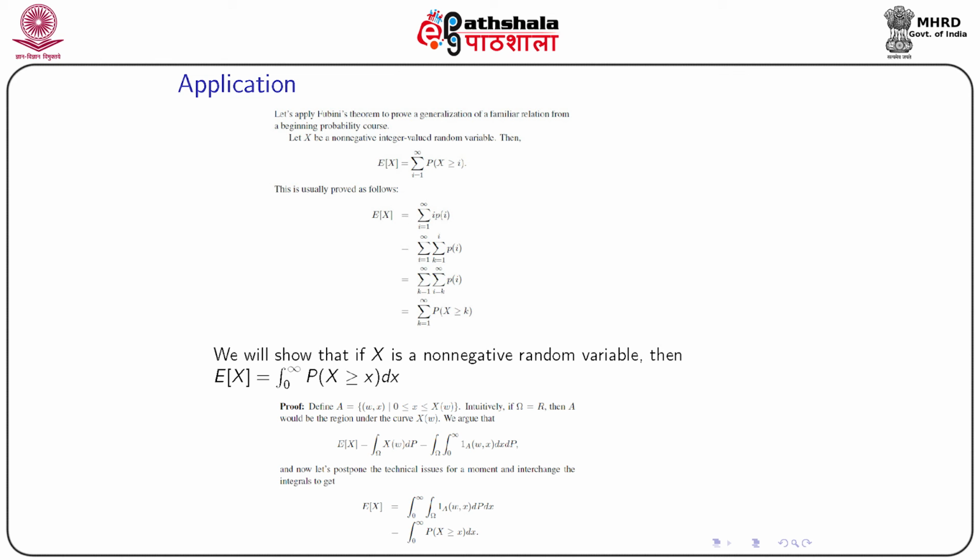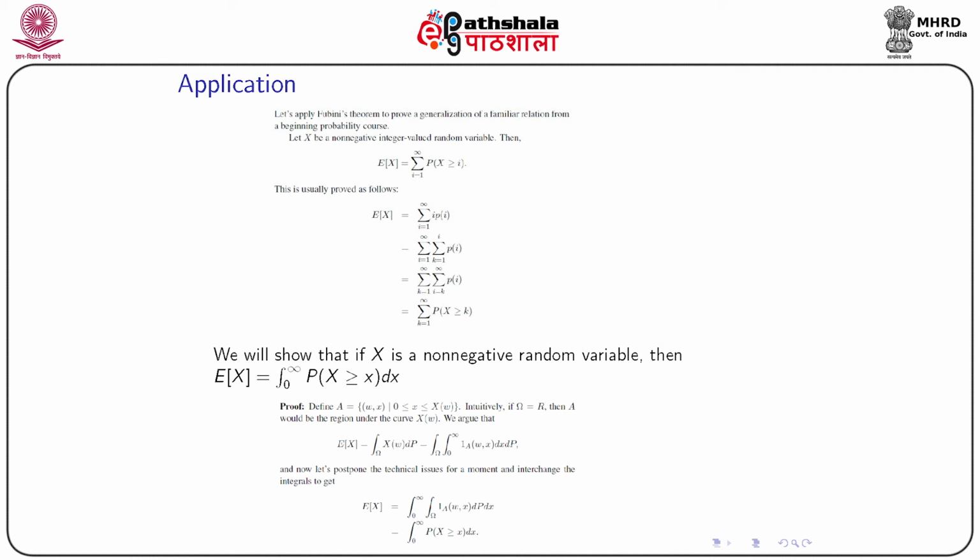So let's apply Fubini's theorem to prove a generalization of a familiar relationship from a beginning probability course. Let X be a non-negative integer valued random variable. Then we know the expected value of X is the sum of x p(x), so value times corresponding probability. Now this expected value of X can be written as the sum over i from 1 to infinity of probability X greater than or equal to i.